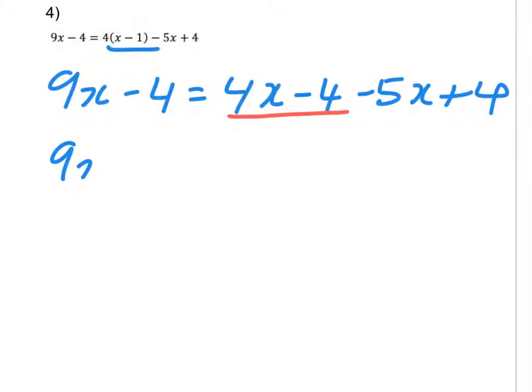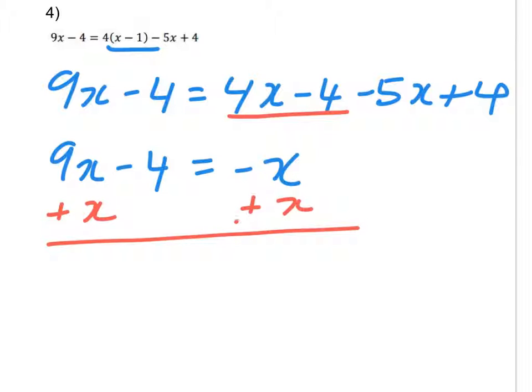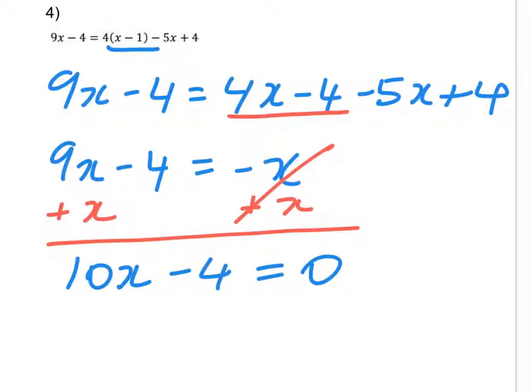On the right, we have a couple of like terms that can be combined. So you have 4x minus 5x gives you minus x, and minus 4 plus 4 gives you a 0. So now I want to get the x's to the same side. The minus x, I'm going to reverse with a plus x. Cancel. So I'm left with 10x minus 4 equals 0.